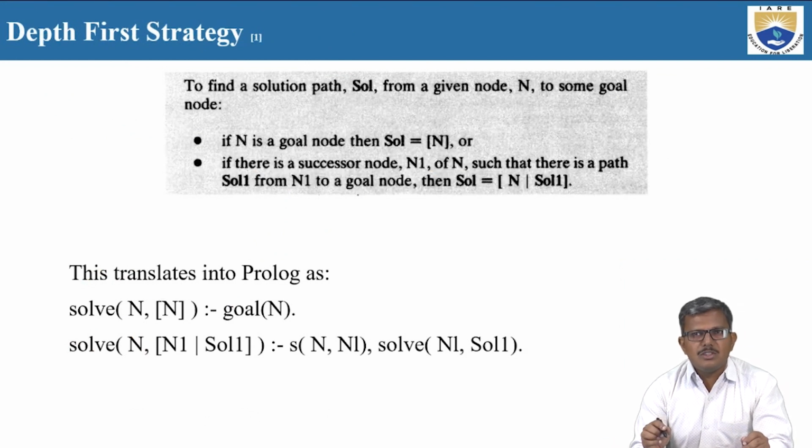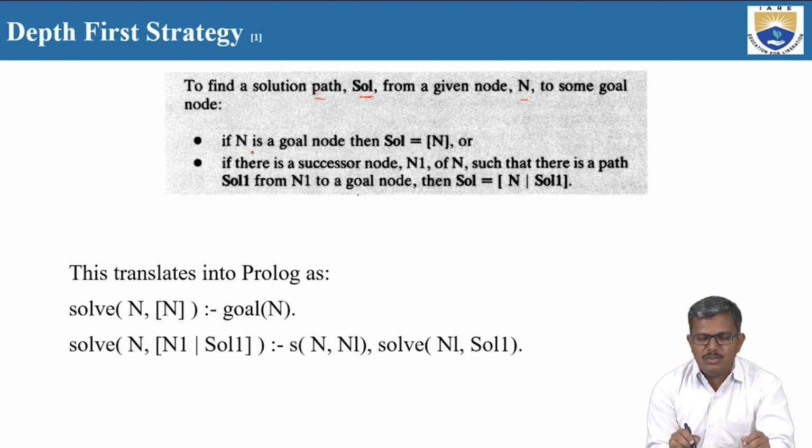Coming to the depth first search, so how will it be? To find a solution path, I am representing it as solve from a given node N to some node. If N is a goal node, then solve equals N. So what is N here? N is the list of nodes. This list of nodes is going to give you the path which we make use of in order to move from the given state to the desired state. Okay, so how can this be possible?